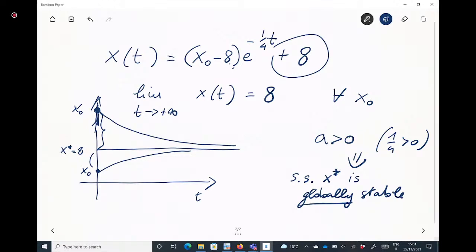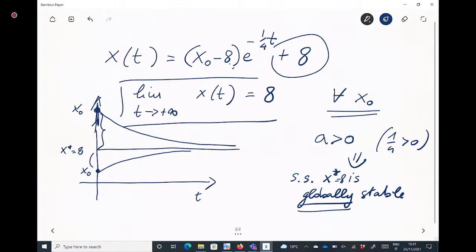Everything is written in the slides, okay? So all these definitions. Globally stable means that the limit as t tends to infinity of the solution is equal to 8, in our case x star is equal to 8, right? Is equal to x star for any initial level of the variable, globally. Globally means for any initial level of the variable.